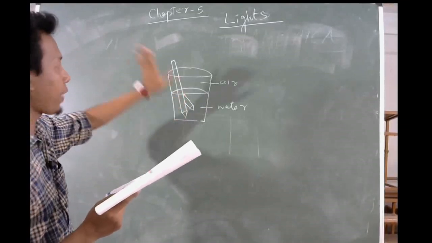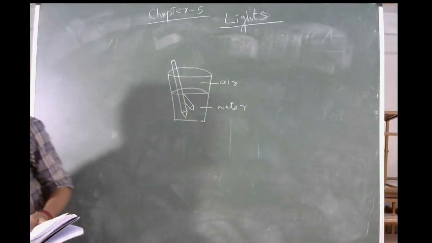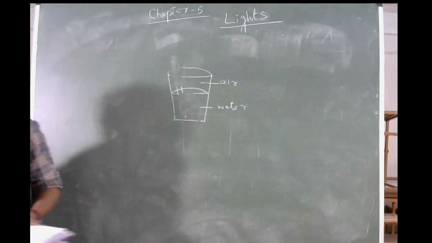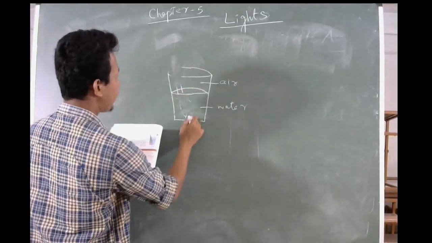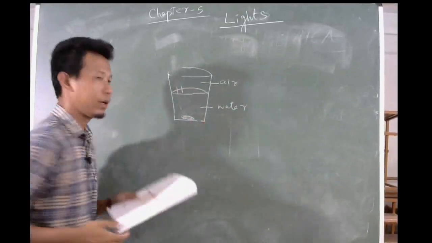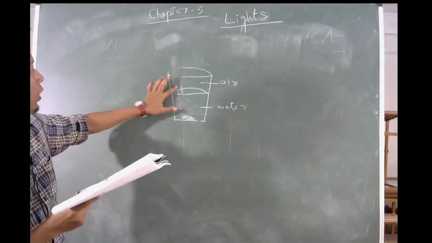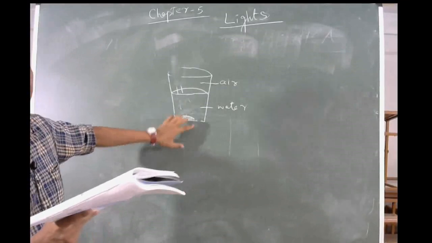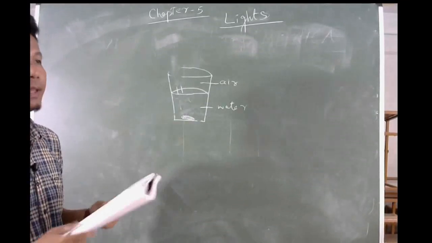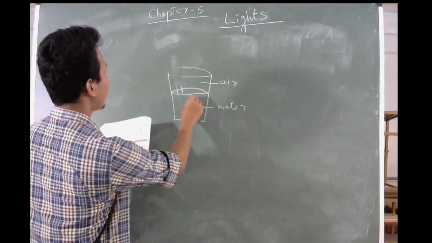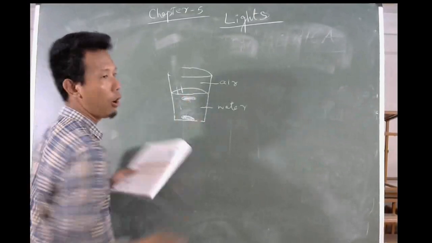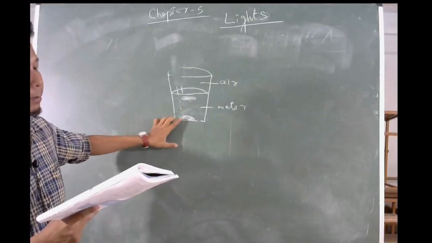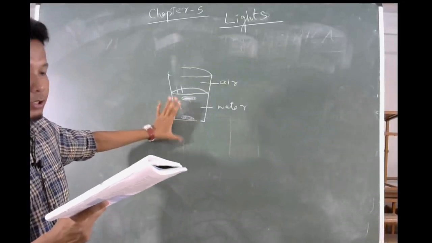Because of refraction. Another simple example: if we put a coin at the bottom of the glass, due to refraction, we'll find that the coin appears to be somewhere higher up, visible closer to the top. Okay? This is happening again because of refraction.